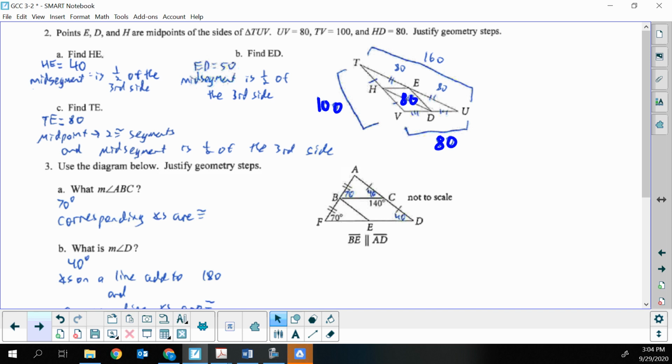Now we also have the mid-segment is parallel to the third side, so we get corresponding angles. So this 70 down here gives us this 70 here by corresponding angles. By angles on a line, we get that's 40, meaning this is 40 by corresponding angles.